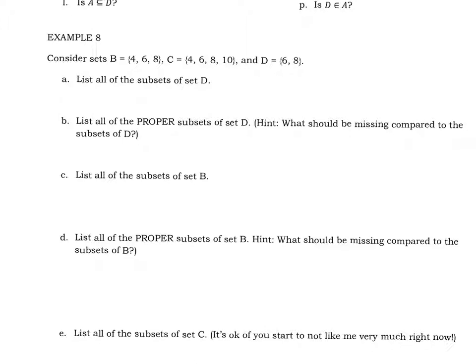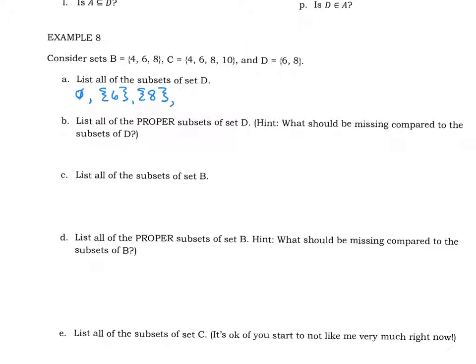A subset of set D that has two elements can either have 0 elements, 1 element, or 2 elements. It can't have anything more than that, right? So let's start with what would be a subset with 0 elements. Well, that would be the empty set. Okay? And then let's list the subsets with 1 element. Okay, that would be a set with 6 in it and a set with 8 in it.